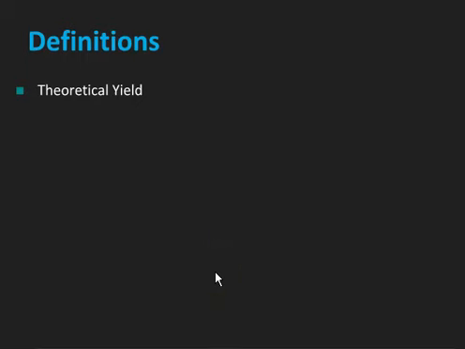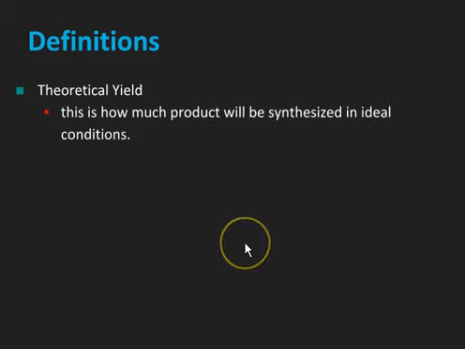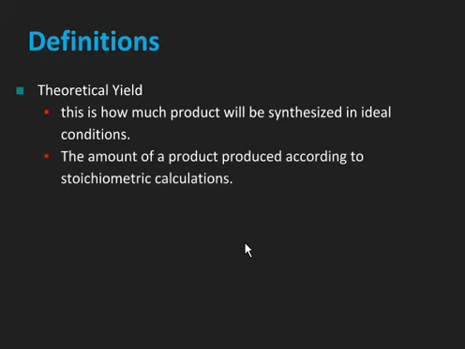Alright, let's get a few definitions down. The theoretical yield is what we just calculated. It's how much product will be synthesized in ideal conditions. Assuming you don't lose any in the lab, assuming you're transferring every last molecule from one container to the next, how much in ideal conditions you should theoretically produce, right? It's basically just the amount of a product produced according to these stoichiometric calculations, which is what we've just done.